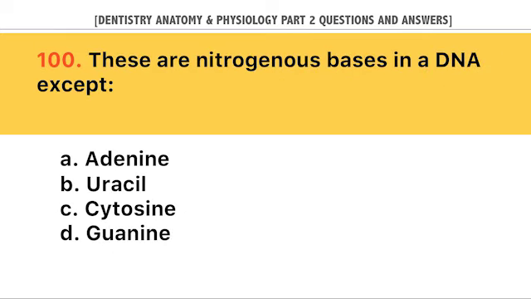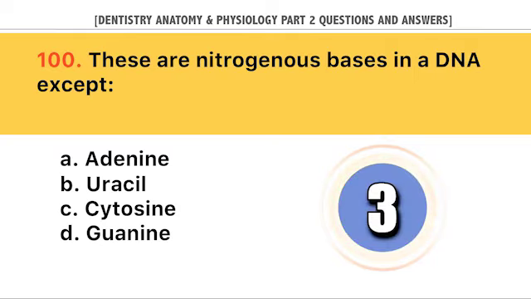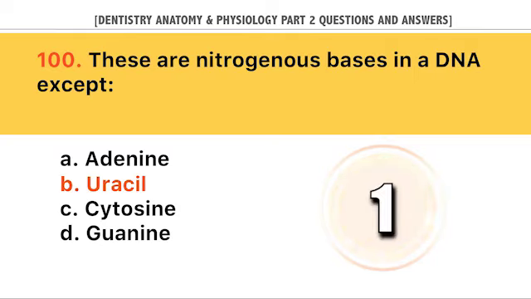These are nitrogenous bases in DNA except A. Adenine, B. uracil, C. cytosine, D. guanine. Answer: B. uracil.